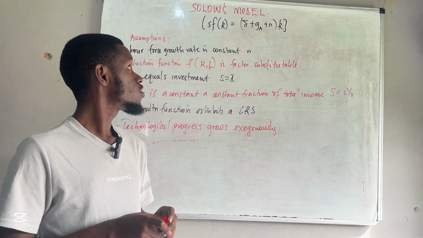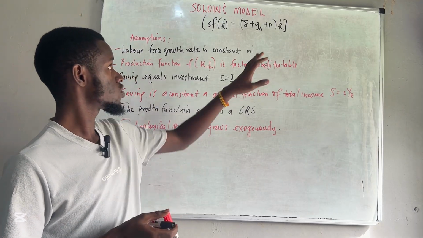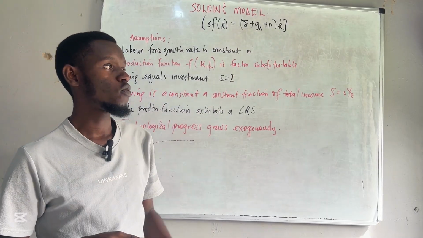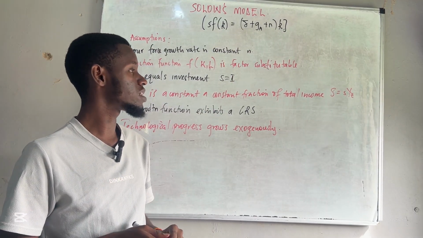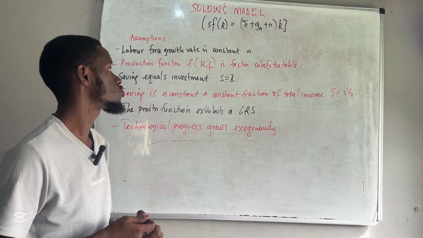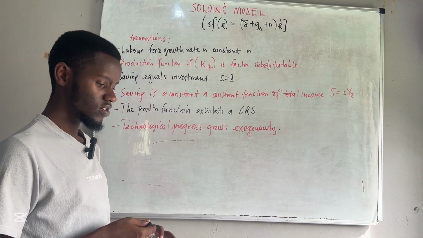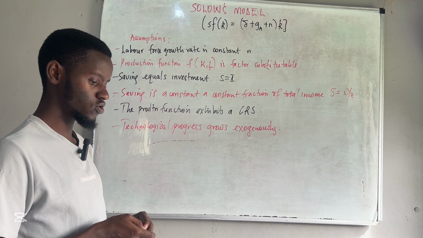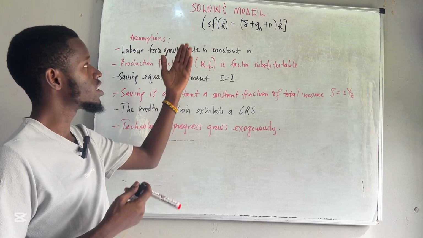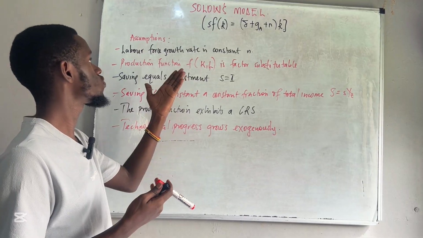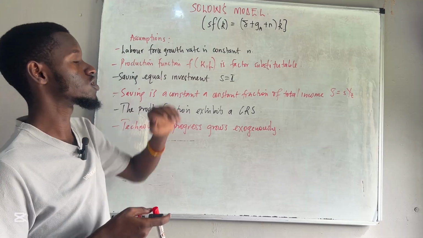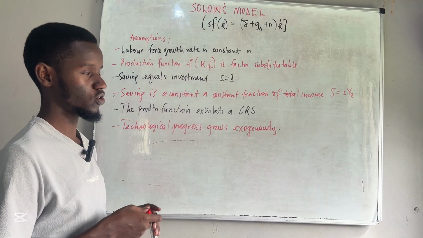Under Solow's model, I want us to derive this equation, which is the Solow's model, which explains how development comes about. But before we go ahead, as we did last time, let us first talk about the assumptions of the model. Solow's model is a continuation of the Harrod-Domar equation, just modified. Solow modified the Harrod-Domar equation into his Solow equation, and he made the following assumptions.